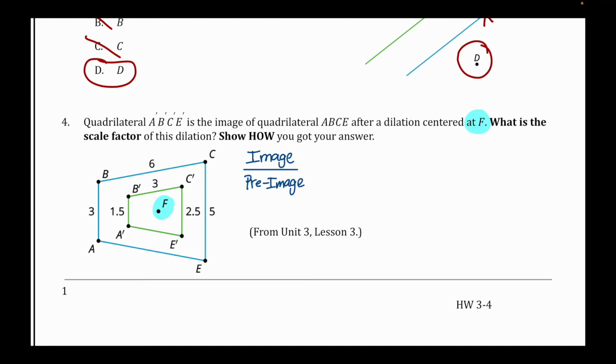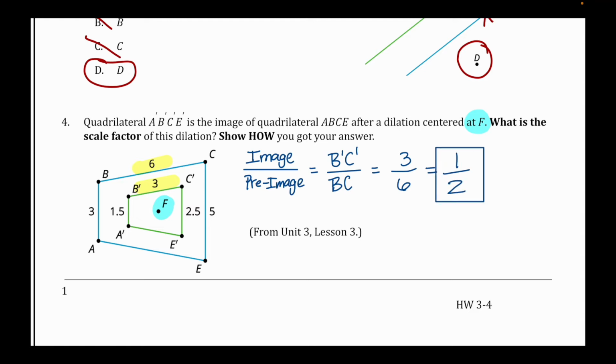So my image, I'm going to use these numbers right here. I'm going to select just the top line here, so BC and B prime C prime. So our image is B prime C prime, and the pre-image is BC. So I'm actually just going to write this as a series of equations here. So B prime C prime, that means 3 goes on top, and then 6 here goes on the bottom, and we reduce that to 1/2.